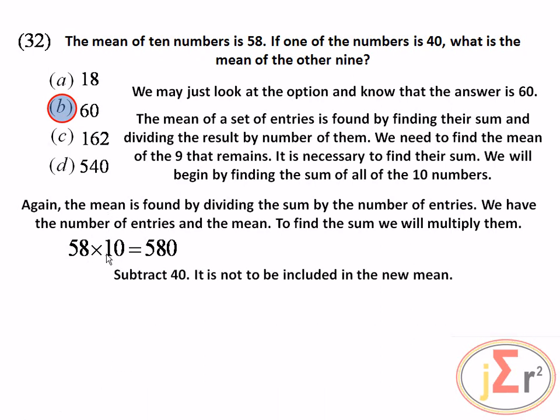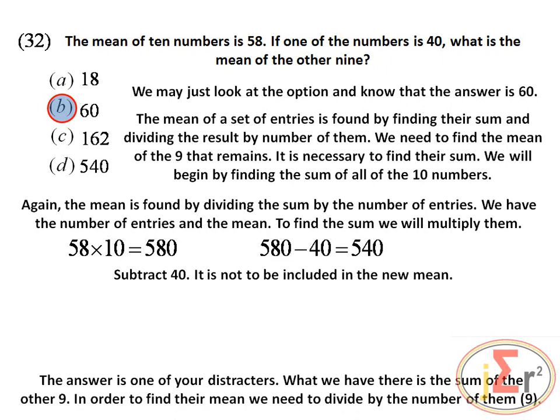We were told that one of the numbers is 40. And of course, that is not to be included in the new mean, because if 1 is 40, what is the mean of the other 9? So we need the mean of the other 9. We will subtract 40 from the old sum. We'll get 540. Now that 540 is going to be the sum of the other 9. Therefore, the mean of the other 9 will be found by dividing the sum of them by the number of them. So dividing by 9.